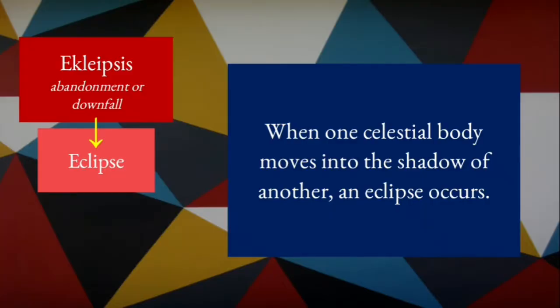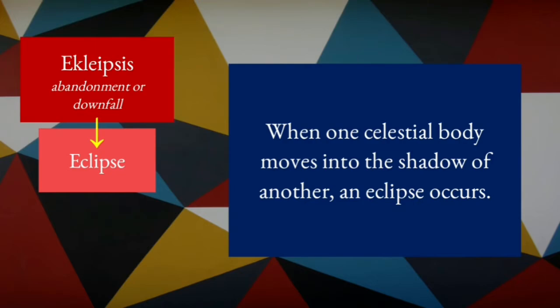Before we get to know about eclipses, we must definitely know about the origin of the term. The word eclipse comes from a Greek word ekleipsis, which means abandonment. When one celestial body moves into the shadow of another, an eclipse occurs.